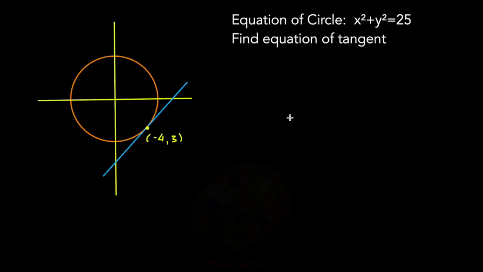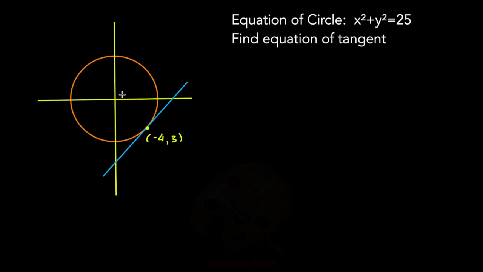Here we've got a circle with the equation x² + y² = 25. A tangent touches the circle at the point (−4, 3), and we're being asked to find the equation of the tangent. So immediately, by looking at the equation of the circle, we know two things.